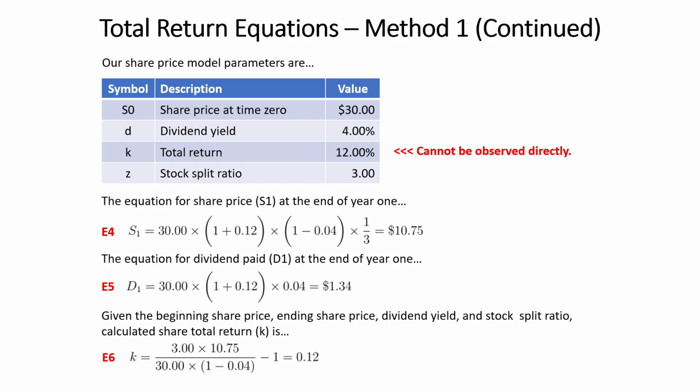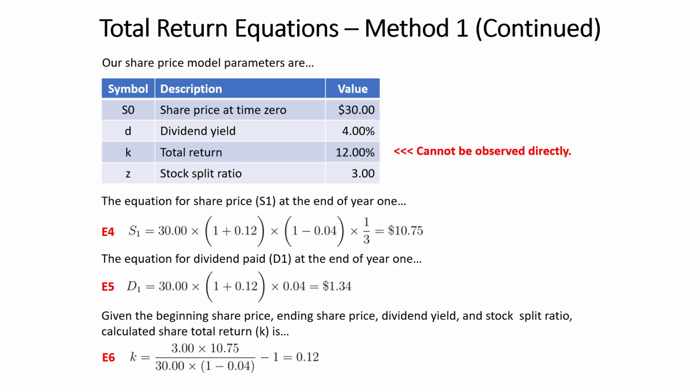Note that whenever we have a stock split, it's not like they're going to give us 3 shares for every 1 share, and the share price doesn't change. Remember that company value doesn't change. Share price is company value divided by the number of shares outstanding. So if you do a stock split of 3-to-1, that means your shares outstanding go up by a factor of 3. So therefore, share price should go down by a factor of 3. So here we have stock price at the beginning of year is 30. Stock price at the end of year is 10.75. And equation E4 defines pretty much what happens during that first year.